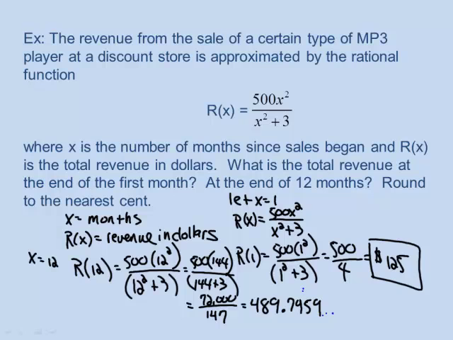rounded off. You're asked to round to the nearest cent, though, so we're going to round that off to the hundredths position. And since this value is a 5, we're going to round up. And so we get a rounded answer of approximately $489.79 at the end of 12 months for the sale of this particular MP3 player.